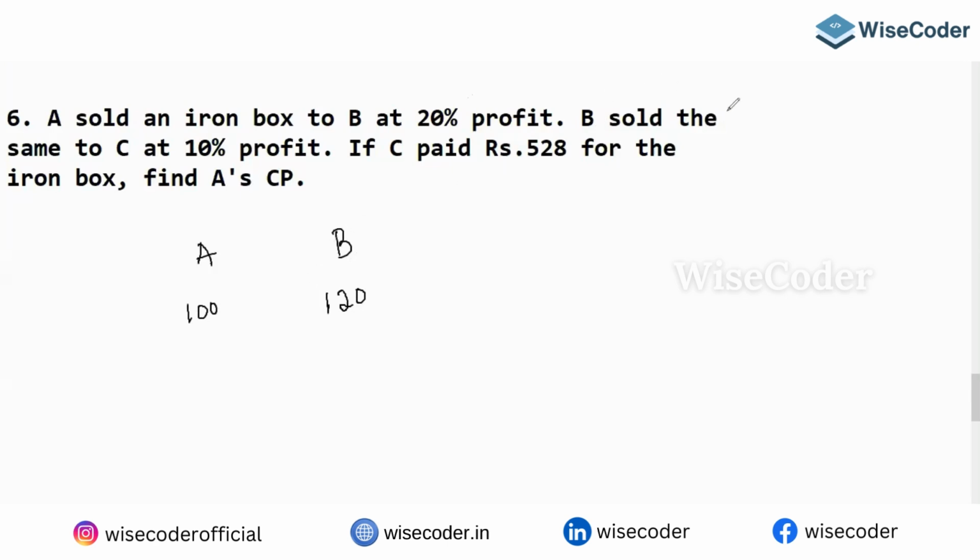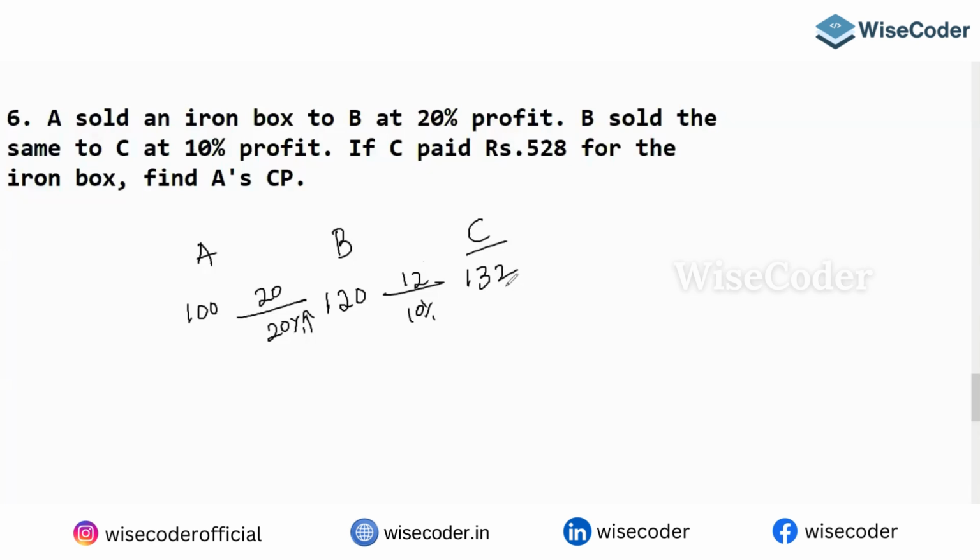B sold the same to C at a 10% profit. So what is 10% of 120? Don't write 130 here, please. Here 20% meant 20 extra, but here 10% of 120 is 12. So 120 plus 12 is 132.